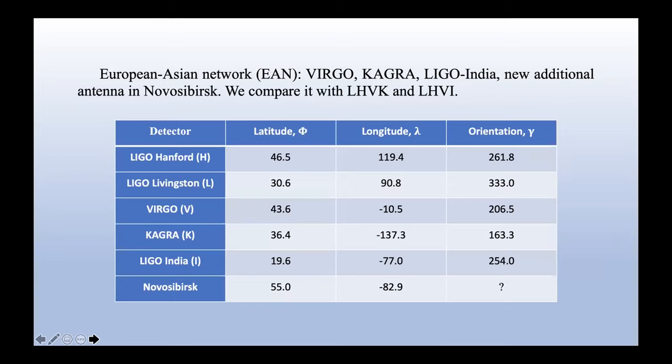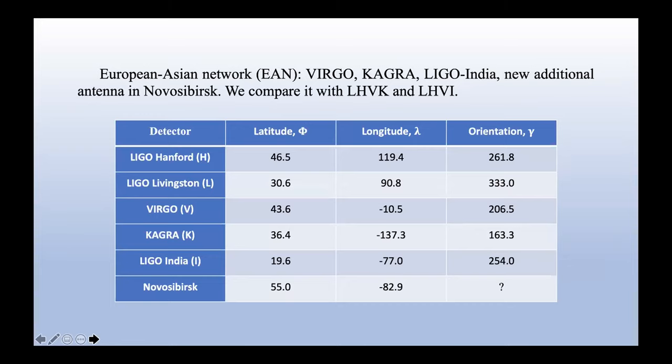We were interested in the question of how to orient the detector in Novosibirsk. The detector orientation angle gamma is defined as the angle between the southward direction at the detector location and the bisector of the angle formed by its arms, measured counterclockwise. We consider the Novosibirsk detector as a part of the Euro-Asia network due to its location and established international cooperation with groups from India, Italy, and Japan.